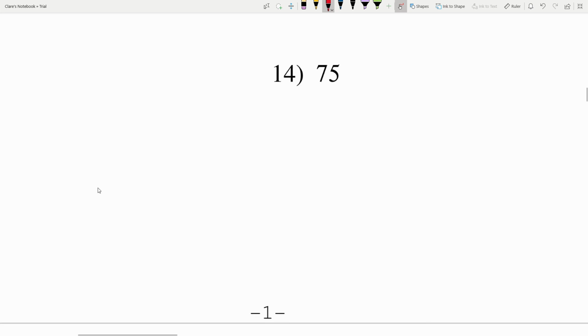Now for number 14, we have 75. So this is the last problem on this first page of the worksheet.